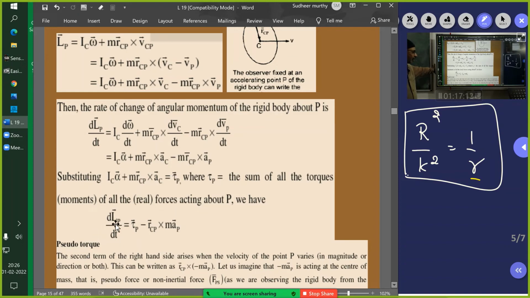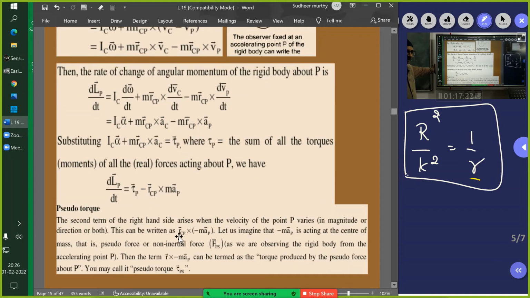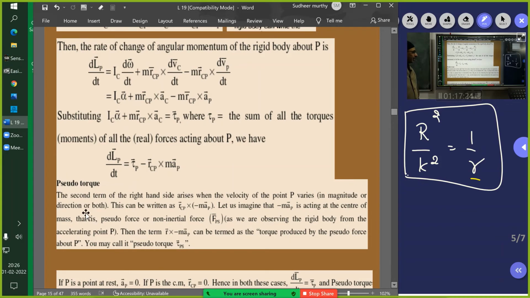And therefore, we will continue to write this as dLP by dt is equal to tau P minus tau RCP cross MAP, where MAP is the acceleration of the point. Now, very interesting abstraction here. Pseudo torque, the second term of the right hand side arises when the velocity of point P varies, that is either in magnitude or direction or both. In this case, it is rotating, so it is varying. This can be written as RCP cross minus MAP.